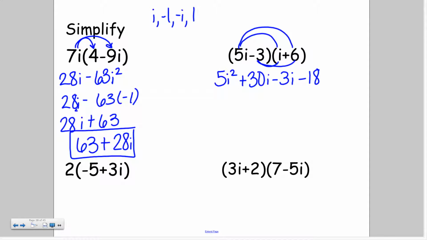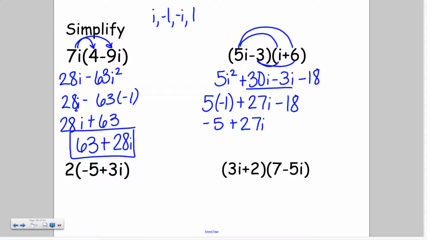All right, so I've got to get rid of this i squared. We know that's a negative. Combine my like terms. So 30 minus 3 is 27i. So I'm going to have negative 5 plus 27i minus 18. Now, combine my like terms again. Negative 5 minus 18 is a negative 23 plus 27i.